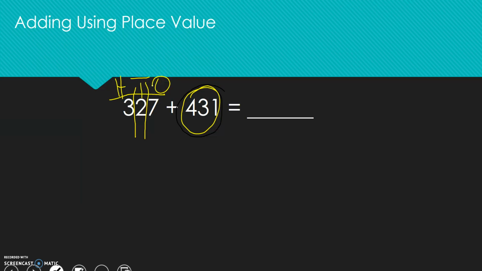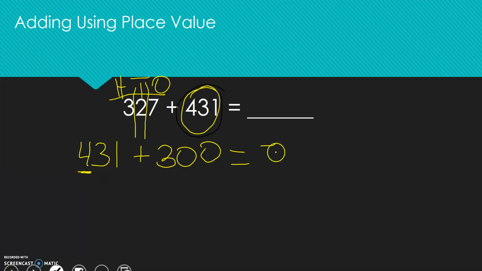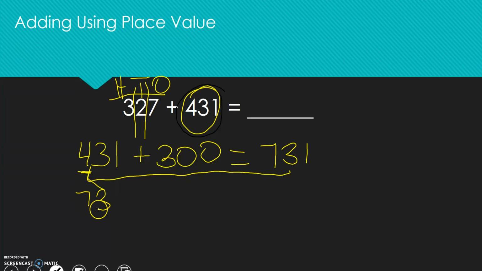So I'm going to start by writing my larger number, 431. And I'm just going to add my hundreds. So I'm going to look up here, I have 300. And 431 plus 300, just adding to my hundreds place, is going to give me 731. So now I have 731, and I just have my tens and my ones left to add. So I'm going to bring that answer down. And now I have 731.